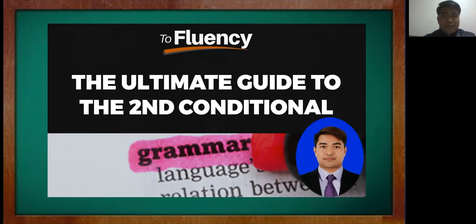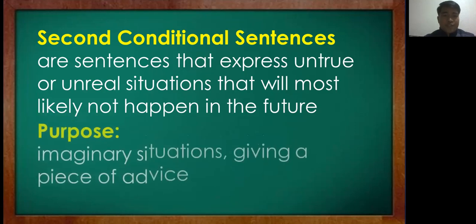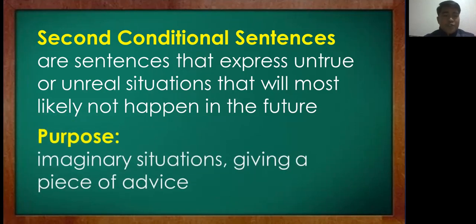This is the ultimate guide to the second conditional sentences. So let's start with defining what second conditional sentences are. These are sentences that express untrue or unreal situations that will most likely not happen in the future. Take note, most likely not happen in the future. Unreal situations, untrue situations. Purpose: this is to express imaginary situations or when you give a piece of advice.